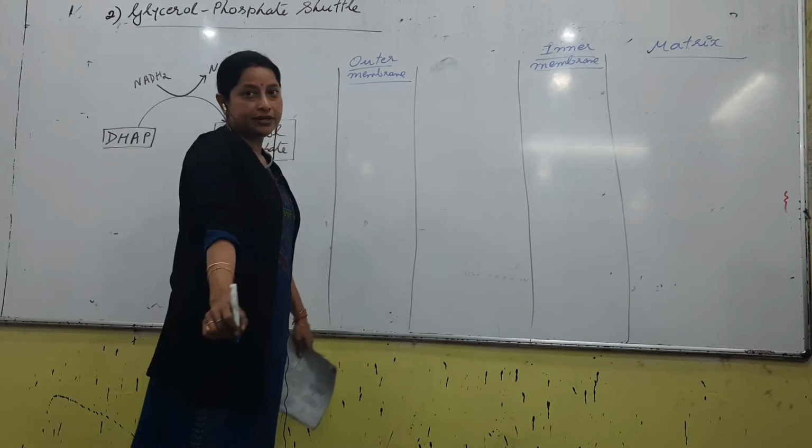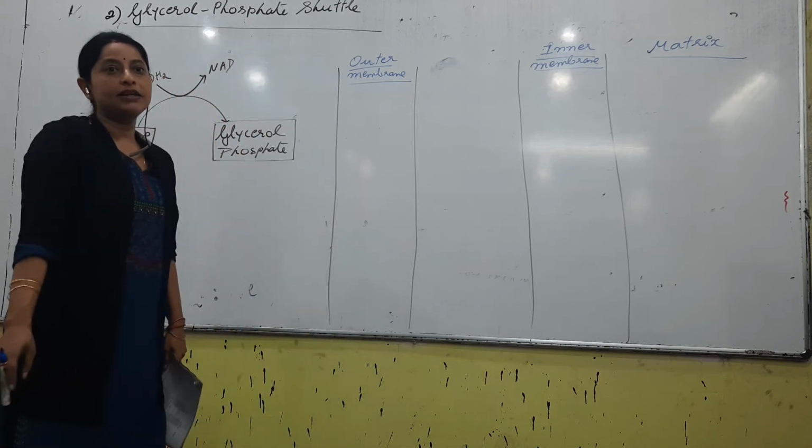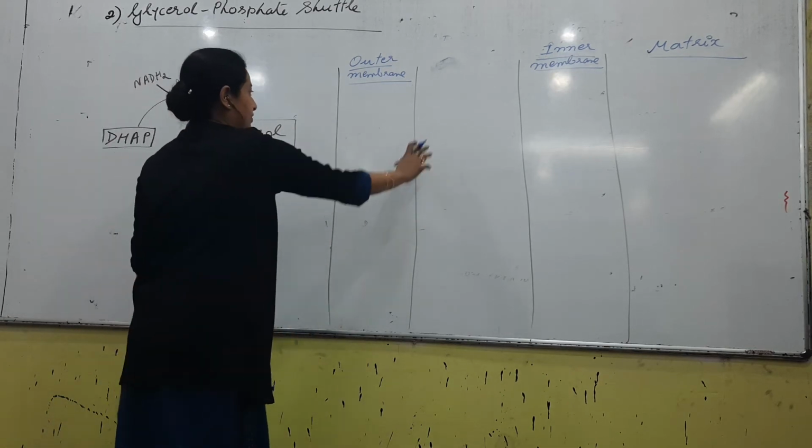In between inner membrane and outer membrane, there is a space. What is that space called? Perimitochondrial space. So this is the perimitochondrial space.